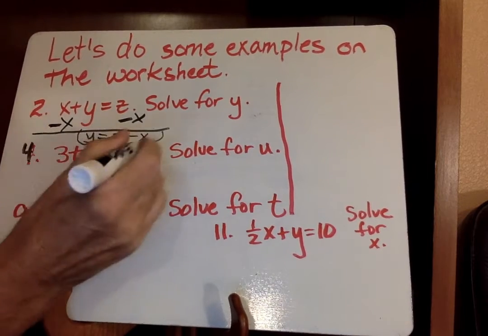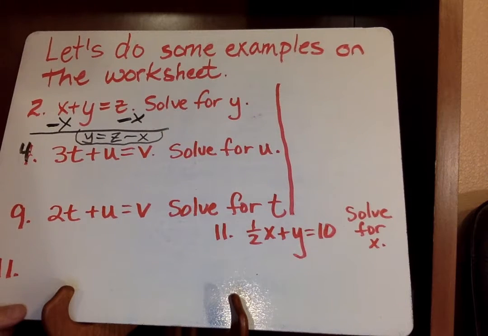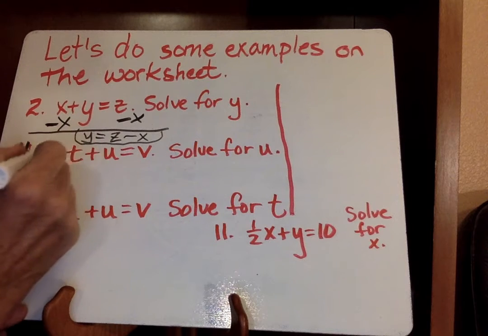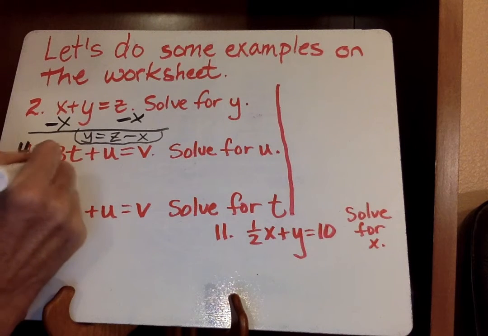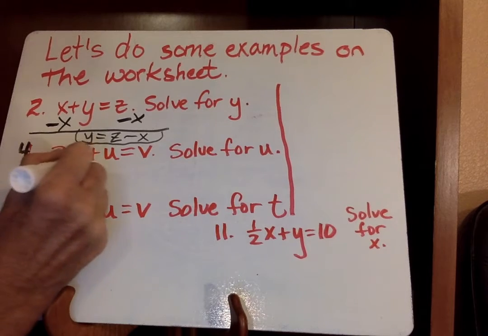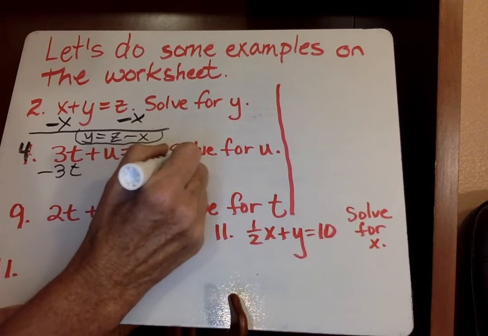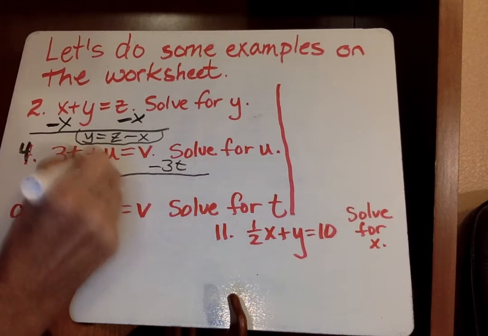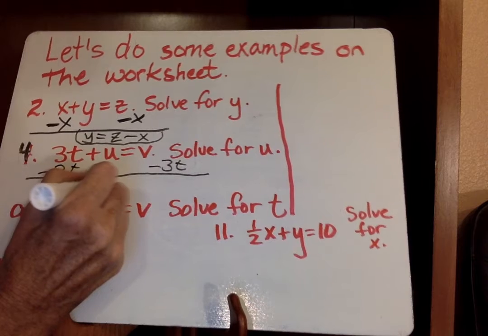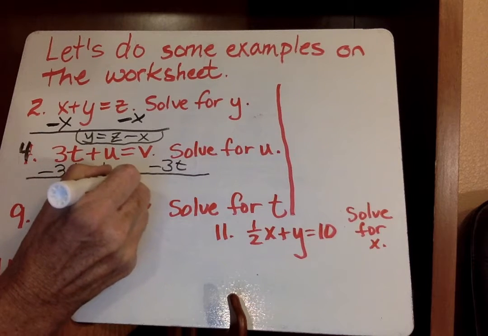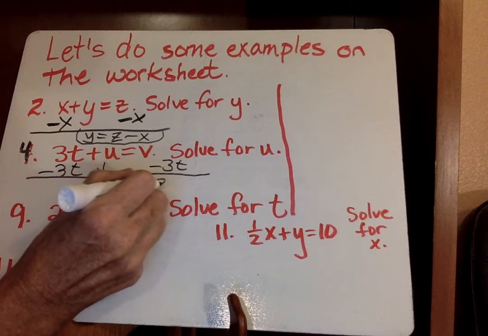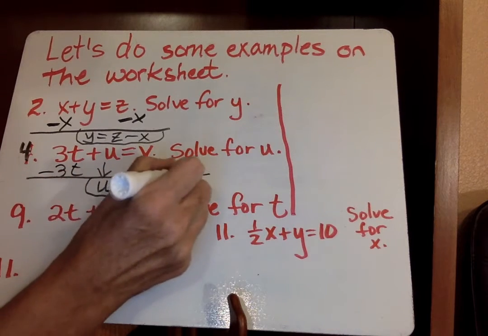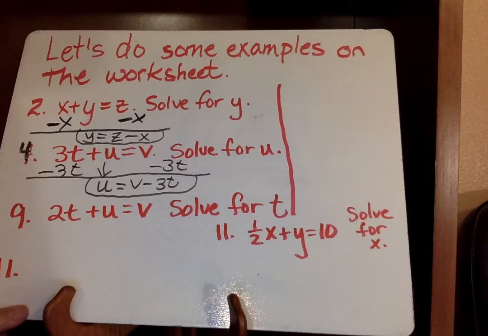And we're going to solve for u. It's a little more complicated because we have this 3 and this t, but 3t is added to u, so all we have to do is subtract 3t. Again, I'm going to offset it a little bit on this side. I'm going to bring the u down, watching for the sign in case it's a negative, which it is not. So u equals v minus 3t, and then you're finished.